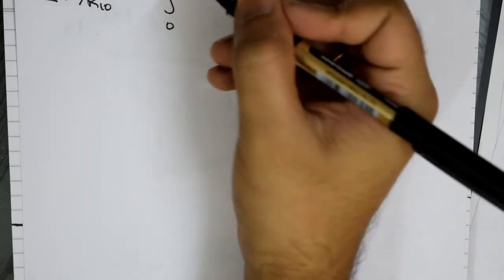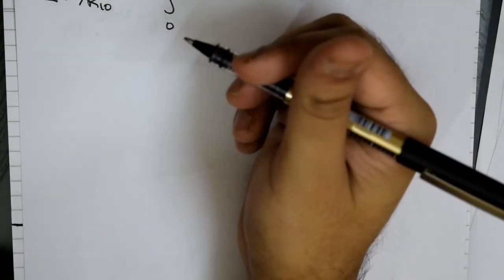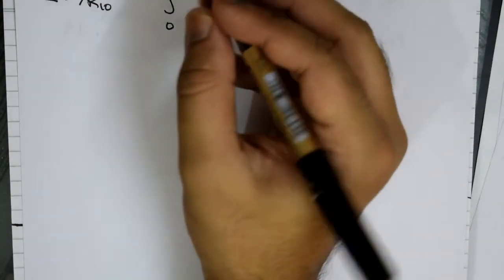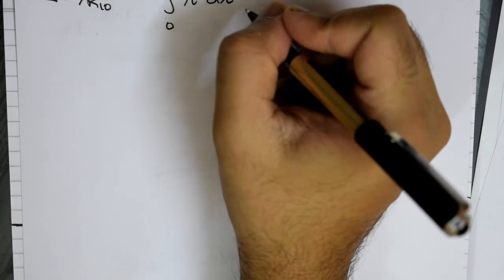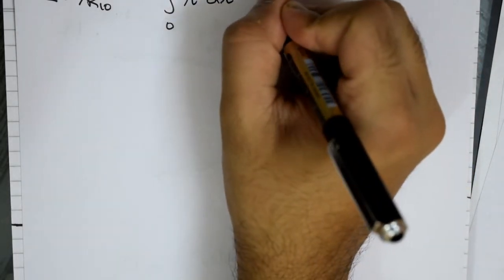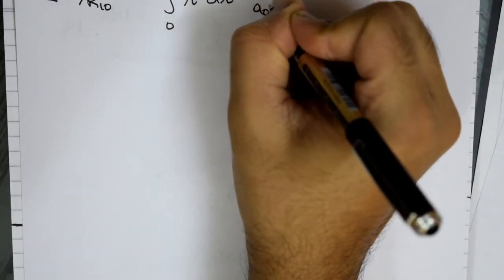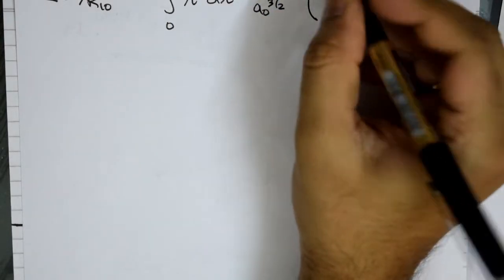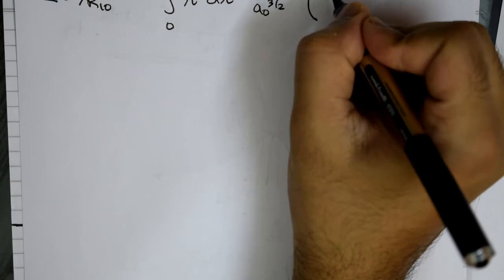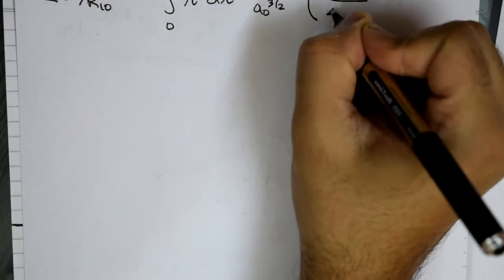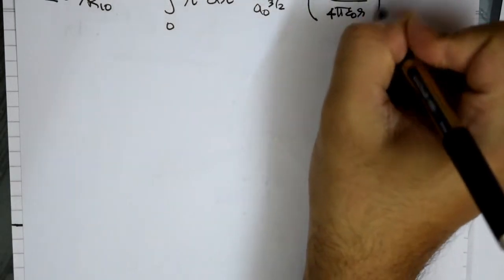Since there is no angular component, I'm directly writing whatever we are going to get for the radial component, r square dr. This is the integrand that ends up coming, and you have something like 2 by a naught power 3 by 2 times e power minus r by a naught, and then the function minus e square by 4 pi epsilon naught r times.